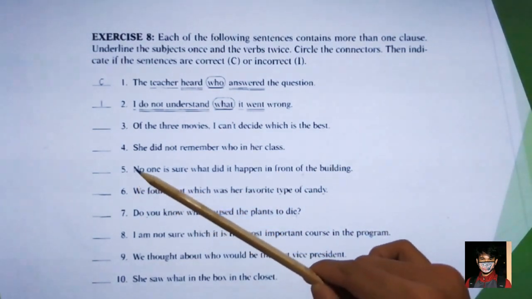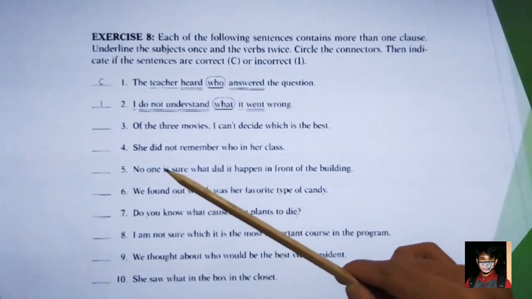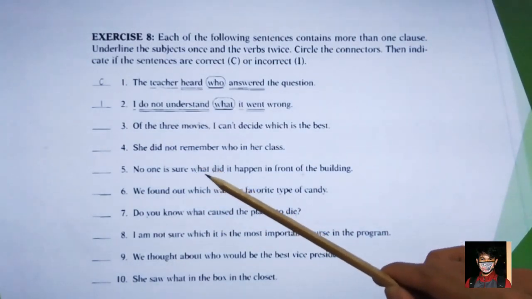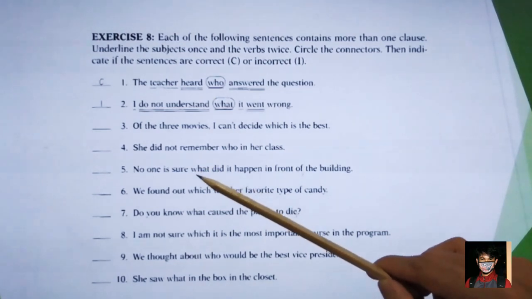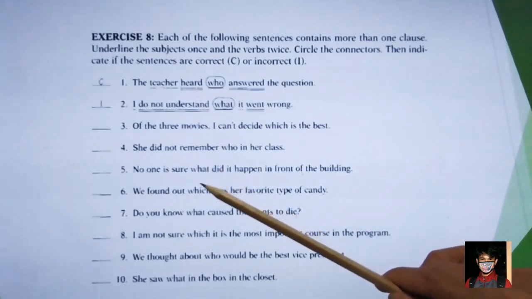And then for number 5, no one is sure what did it happen in front of the building. Okay, we could identify this as a subject. Okay, we could identify this as a verb. Okay, and followed with connectors. And still remember, after connectors, it should be followed with a verb, a dependent verb for noun clause.